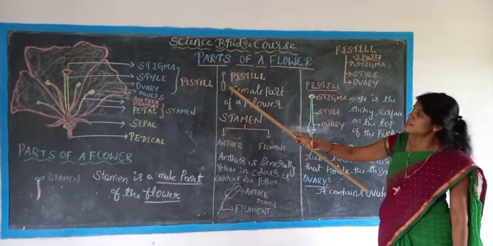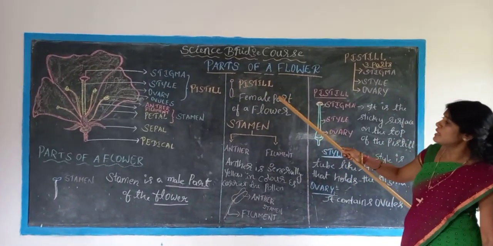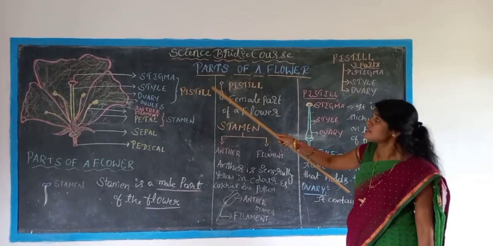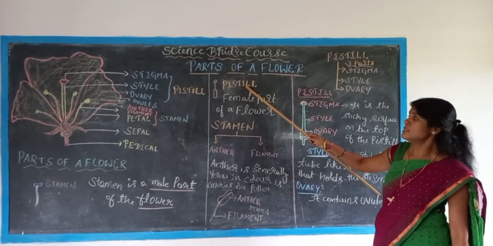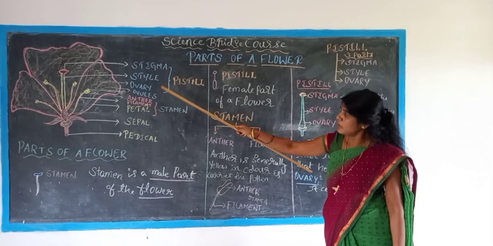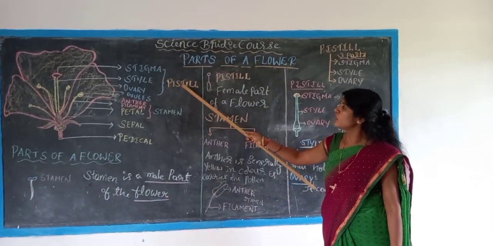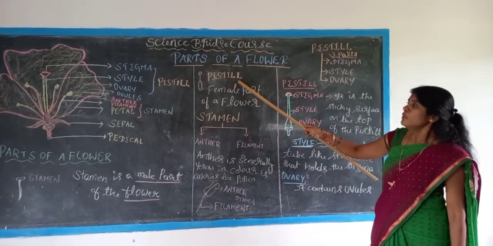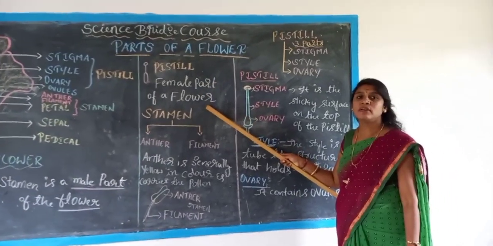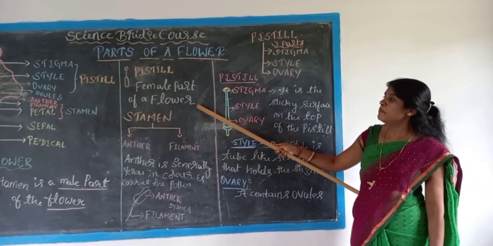That is the pistil. This figure we call the pistil. Stigma, style, ovary and ovules all together we call the pistil. I will explain it another time. If you go for the pistil, the pistil is the female part of the flower. Which is the female part here? Pistil is the female part.